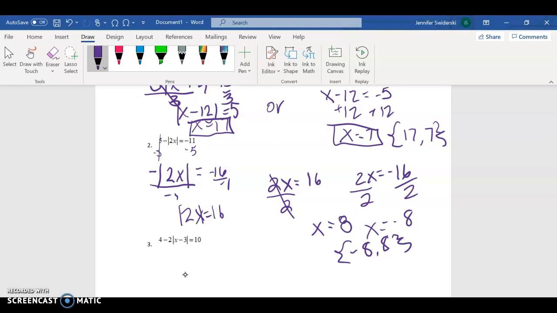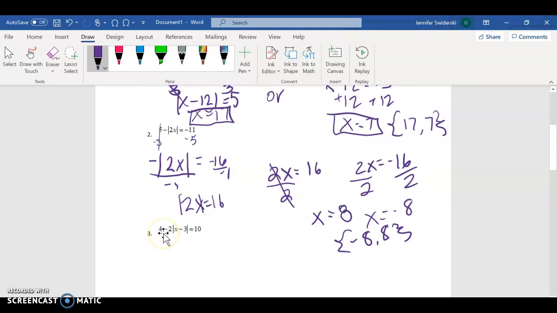So I'm going to write my solution like this, -8 and 8. All right. Number 3, let's try this one. Subtract 4, both sides. I am left with -2 times the absolute value of x minus 3 is equal to 6. Divide both sides by -2. I get the absolute value of x minus 3 is equal to -3.